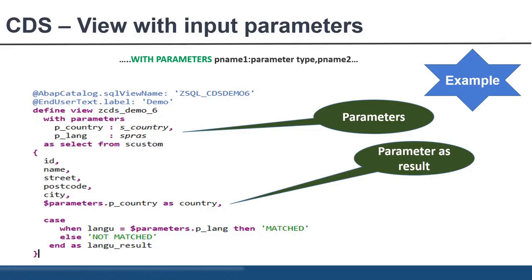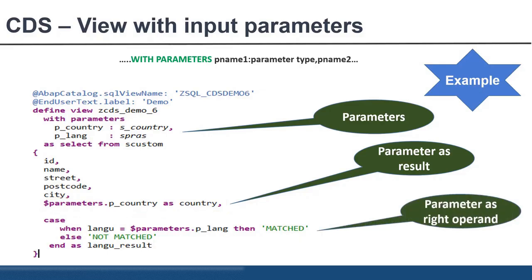The parameter needs to be used in the select statement either in a condition or as one of the output fields. Here we're displaying the parameter p_country as the country field in the CDS view, and the same is being used as one of the operands for matching conditions in the case statement.